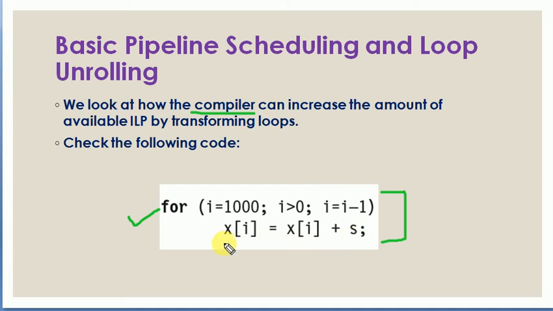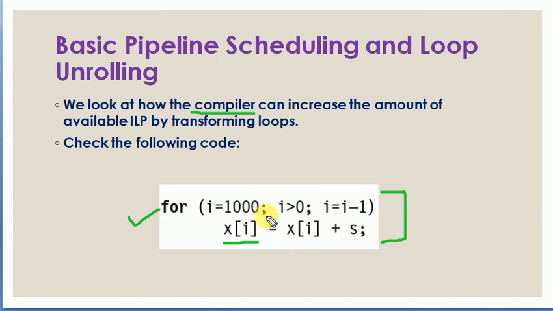Here x of I is the current array location. Initially I will be 1000, so x of 1000 is equal to x of 1000 plus s. Whatever value is there in the 1000 location will be added with a scalar value s, a constant, and that value will be assigned back to the 1000 array location. So that is what happens in the first iteration.